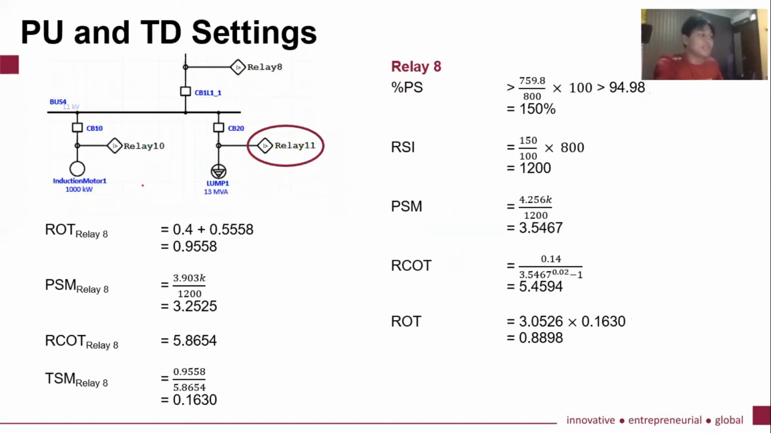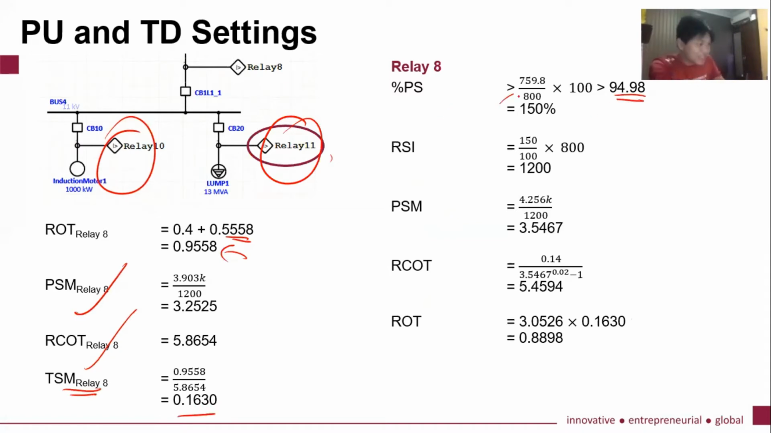So moving on to relay 8, we have relay 10 and relay 11. As we know, we use relay 11 because it is better, giving ROT 0.558, and then we will get 0.9558. So we calculate PSM, we calculate RCOT, then we get PSM of relay 8, which is 0.1640, and then the plug setting must be larger than 94.98, so we select 150.